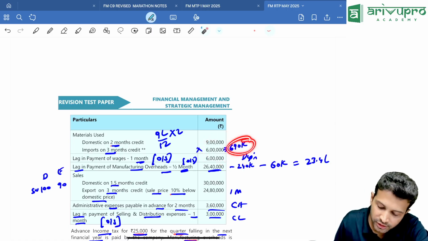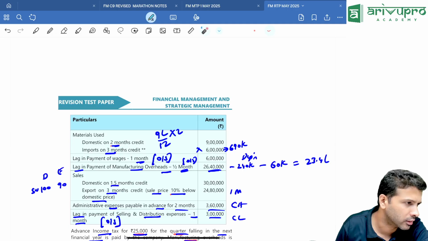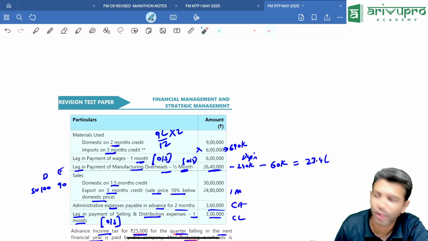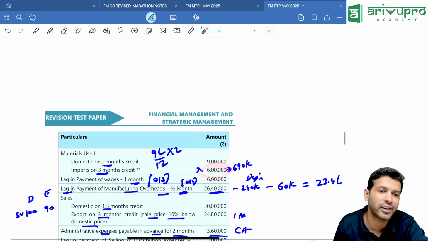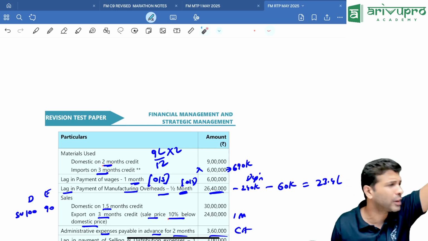Sir, this extra 90,000 you are paying to creditor or government? Government is your creditor. Sir, no, that means what? How much do you need to pay to your creditor? Extra 90,000 you have to pay to whom? Not to the normal creditor. You have to pay to the government.